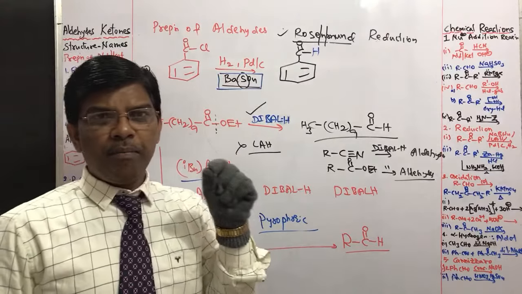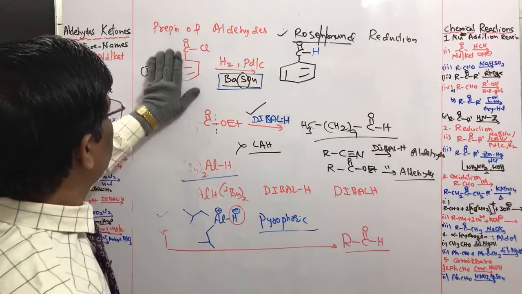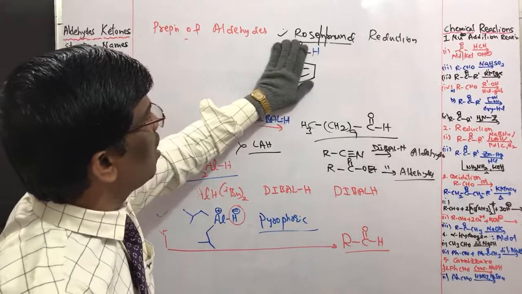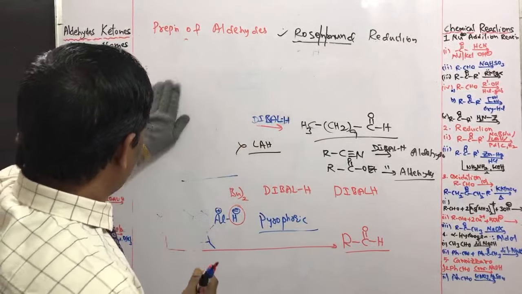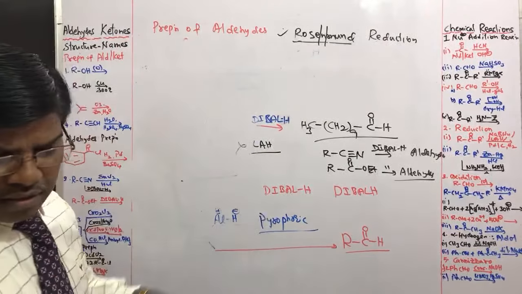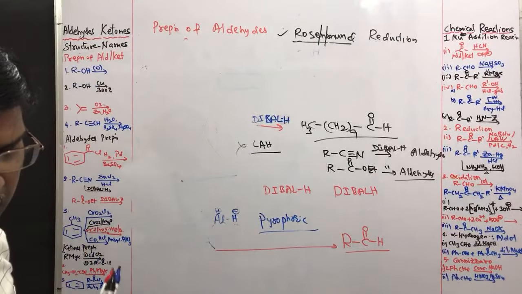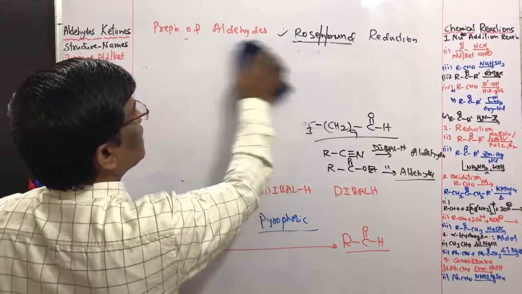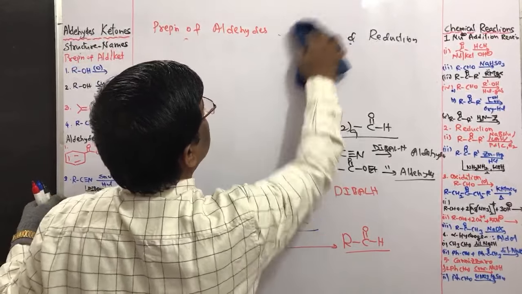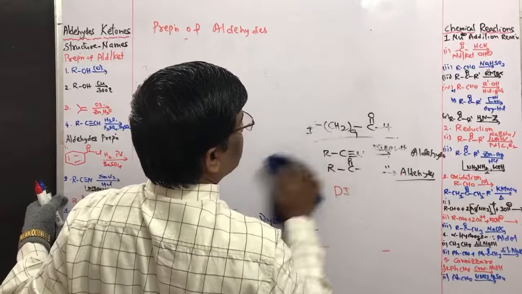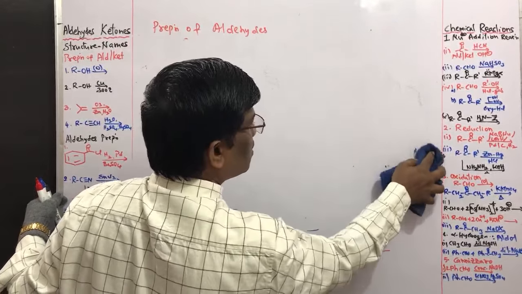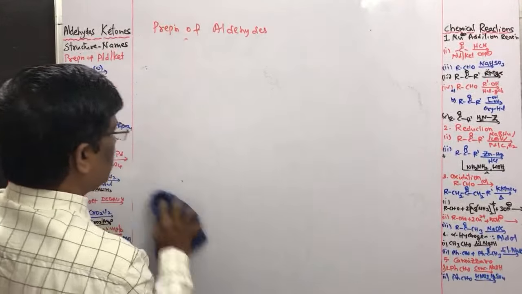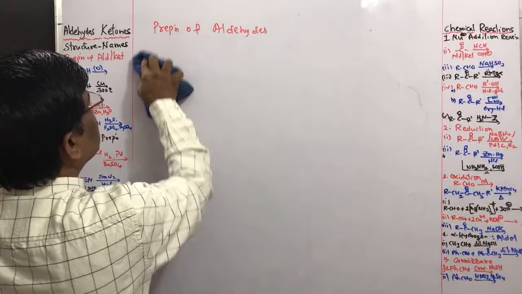Then a very important name reaction session comes, students. So do you have any methods for the preparation of benzaldehyde? The entire chemistry, a lot of chemical reactions and name reactions move around benzaldehyde preparation from toluene. Let us see what are the name reactions available for the preparation of benzaldehyde.